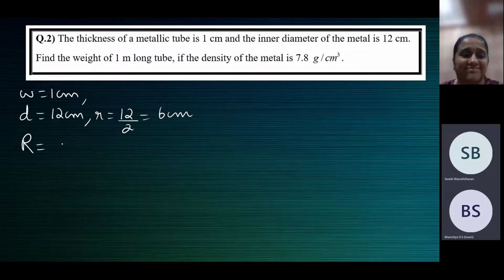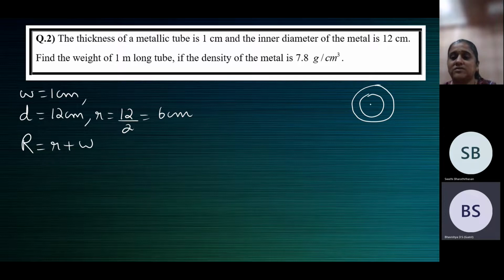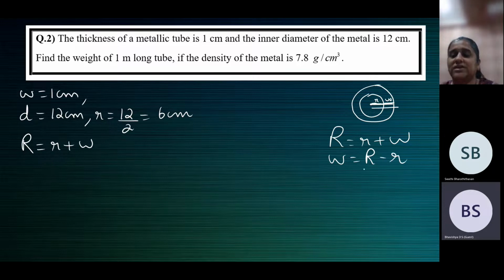Ma'am, W plus the inner radius. Yeah, inner radius plus the thickness. See here, this is the inner radius and this is the thickness. The inner radius plus the thickness is the outer radius. I also told you thickness is outer radius minus inner radius, and inner radius is outer radius minus the thickness.